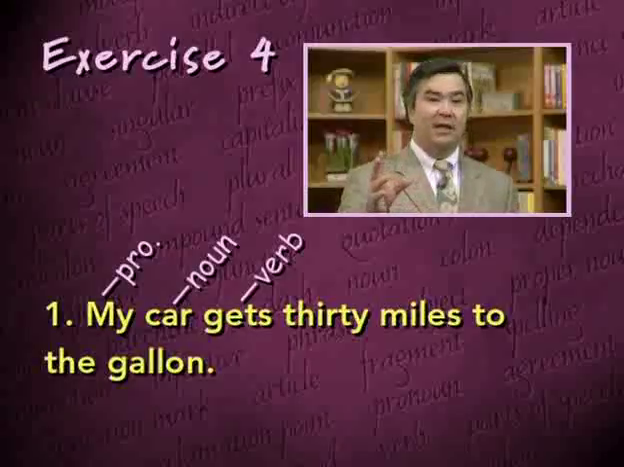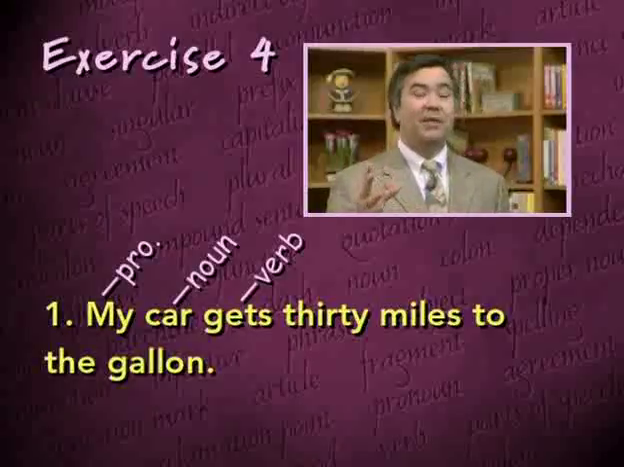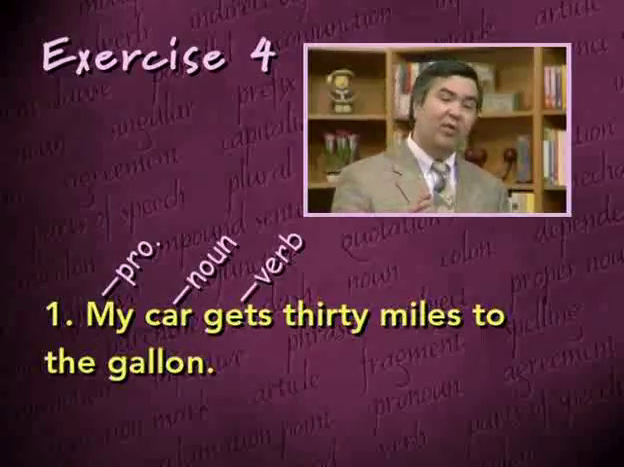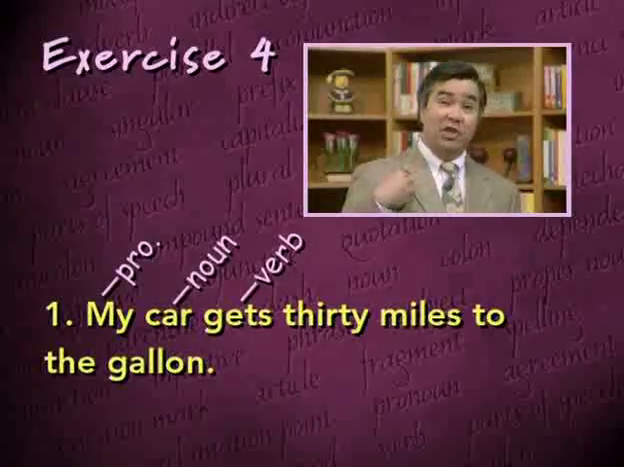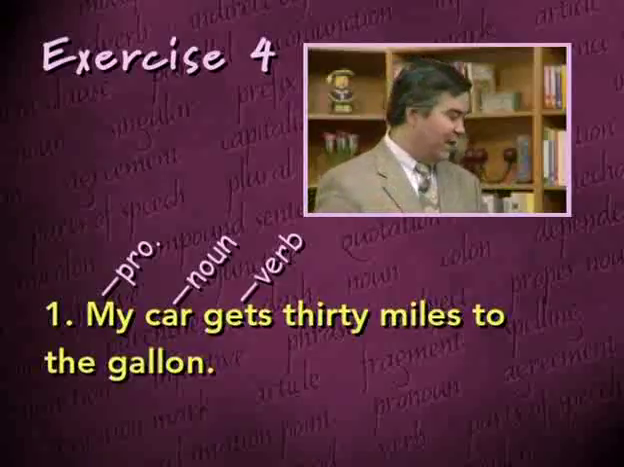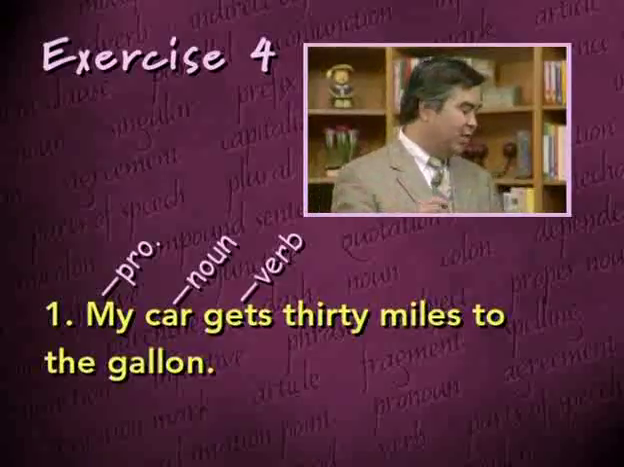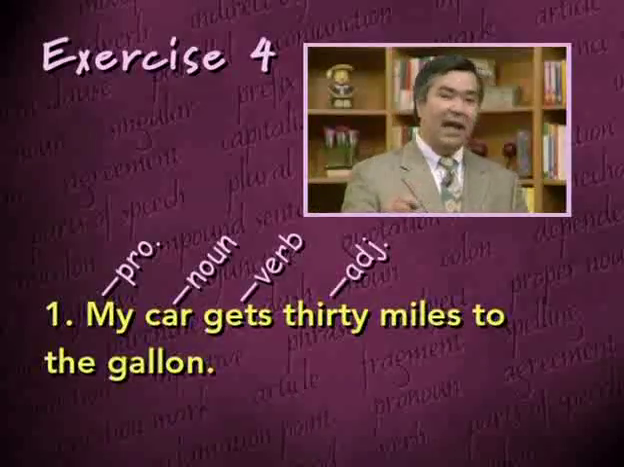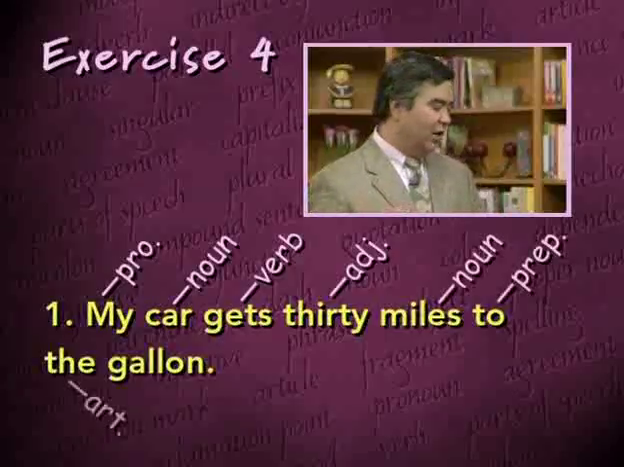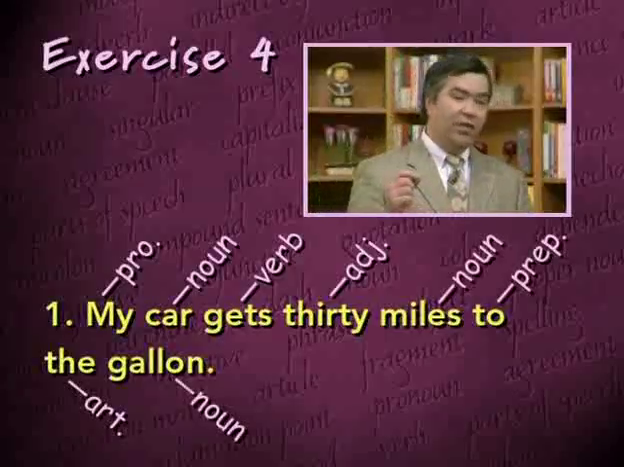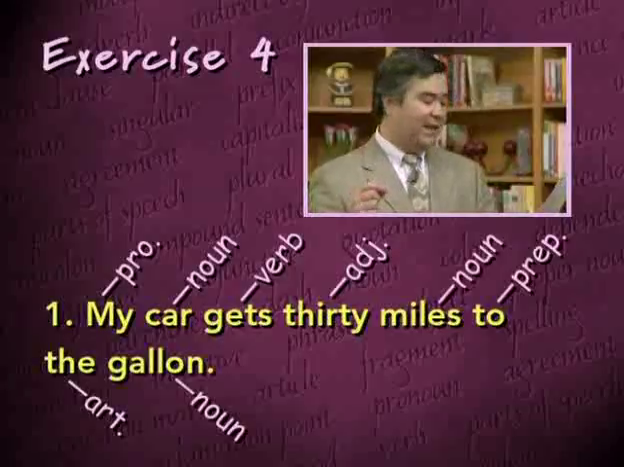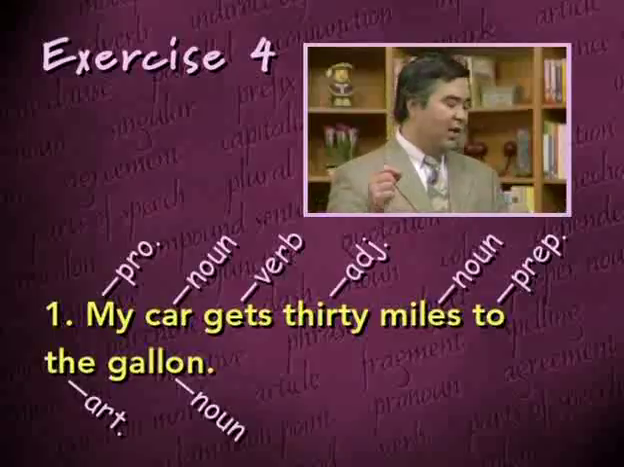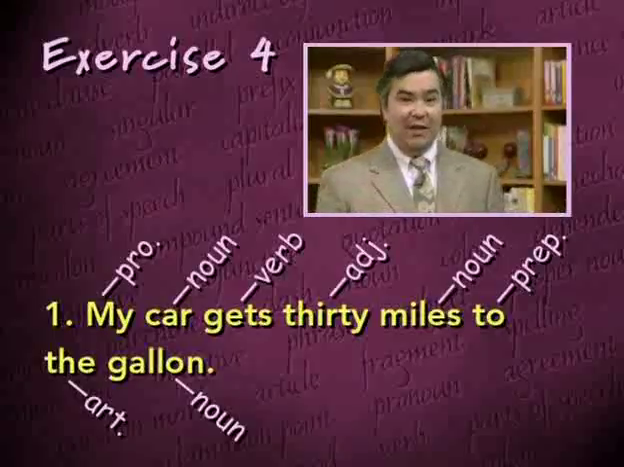And the pronoun my is what's technically known as a possessive pronoun. Notice that it's used almost in the same way as an adjective, but it's a pronoun because it's referring back to a person, and therefore it's taking the place of a noun. So my car gets is pronoun, noun, verb. The remaining words are an adjective, a noun, a preposition, an article, and a noun. So 30 is an adjective. It modifies the noun miles. To is a preposition, and it's followed by the article the, and the noun gallon.